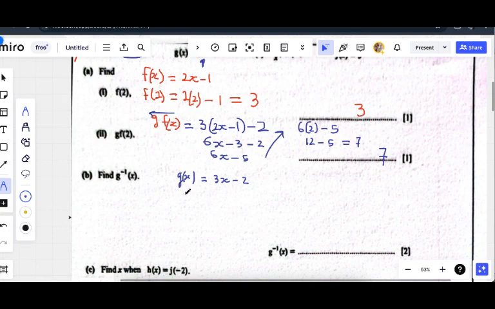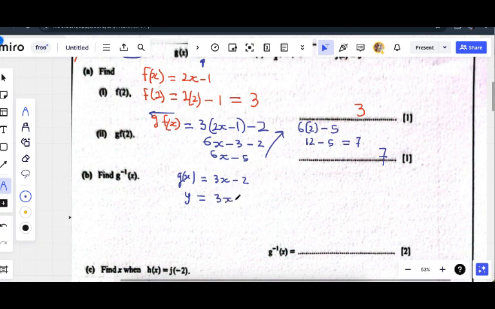So before you start asking how do we get y here, it's an assumption. We just replace it with y so it's easy for us to solve. Okay, we say y equals 3x minus 2.